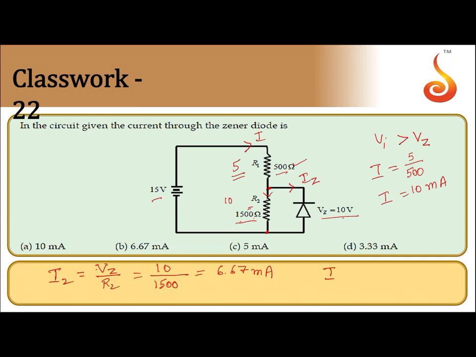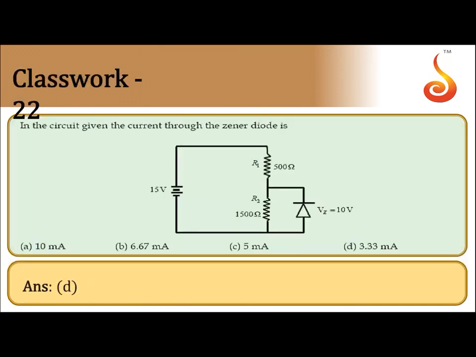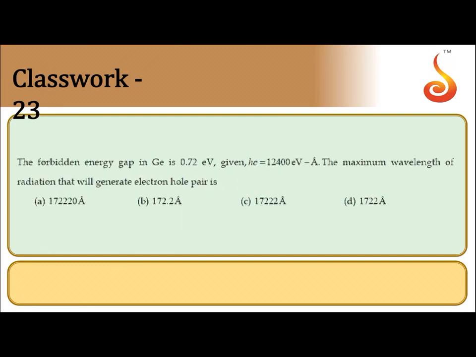Now what is IZ? IZ should be I minus I2. So that will be 10 milliampere minus 6.67, that is 3.33 milliampere. So at this point, if you apply KVL, you will get IZ plus I2 is equal to I. So it should be option D. Moving on to next one.